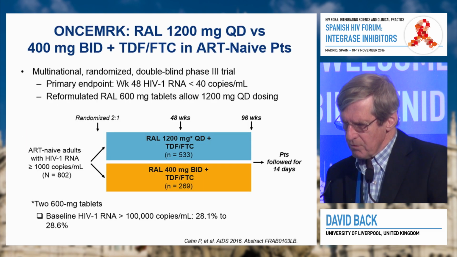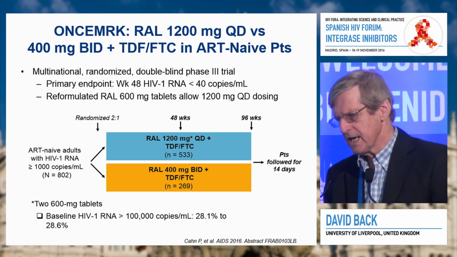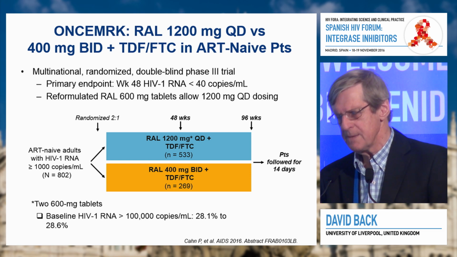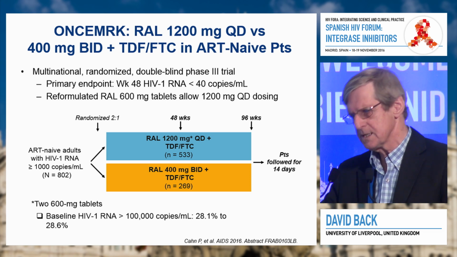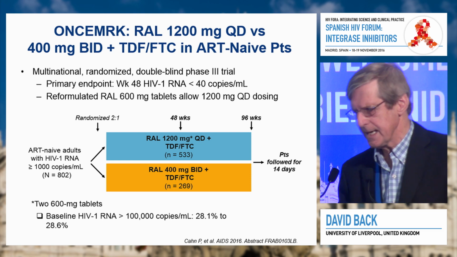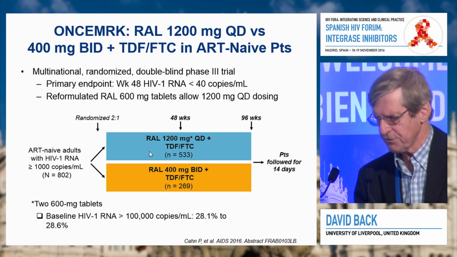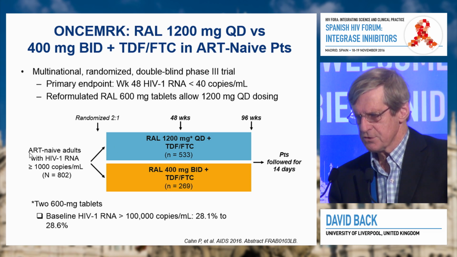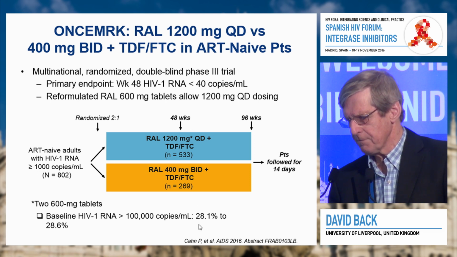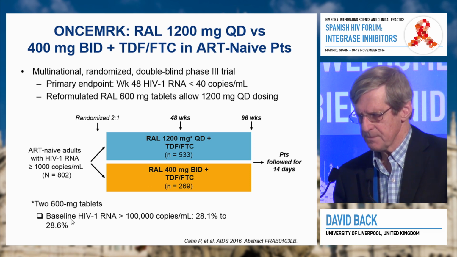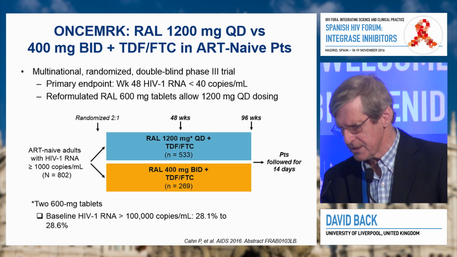And I guess what's new about raltegravir is we're talking about ONCEMRK, which is the raltegravir 1200 milligrams once daily, 600 milligram tablets, 2 tablets taken once a day, versus the 400 milligram BID. And these data have been presented a number of times over the last few months. The study was done in antiretroviral naive patients with greater than 1,000 copies, with the primary endpoint being at 48 weeks. And you'll notice that at baseline, there were 28% or so of patients who had greater than 100,000 copies.